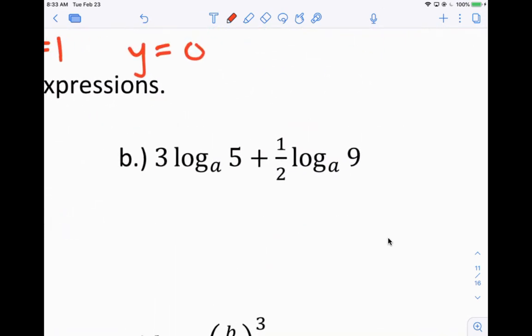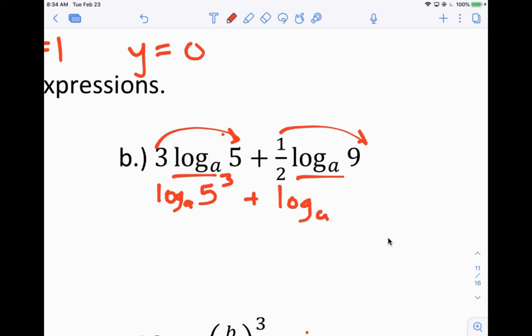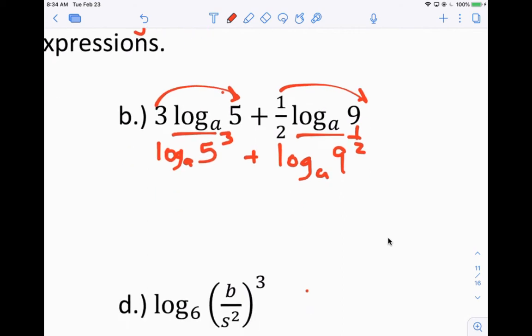Let's see how much we can condense this guy. I do see log A in both cases, which is great, but I do see a lot of stuff floating around the outside, so let's apply that exponent rule. We get log A of 5 to the third plus log A of 9 to the 1/2. Don't let 1/2 scare you. Remember, anything to a half power is the same thing as a square root, but we'll deal with that later.